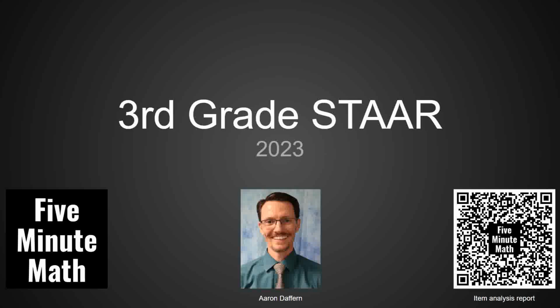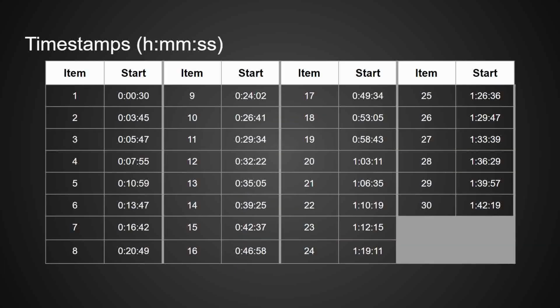We are looking through the entire third grade 2023 STAAR test. I'm using a custom item analysis report from the state of Texas. You can grab it using either the link in the description or the QR code on the screen. If you want, you can jump ahead to any item, either using the timestamps you see on the screen or by using the bookmarks embedded in the video.